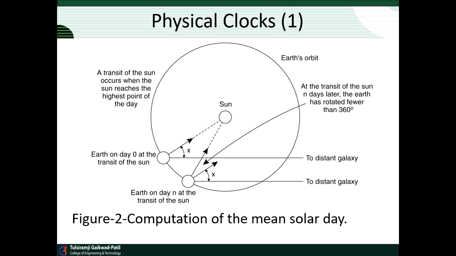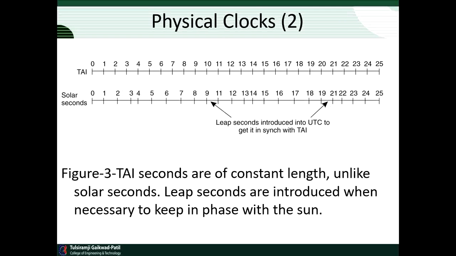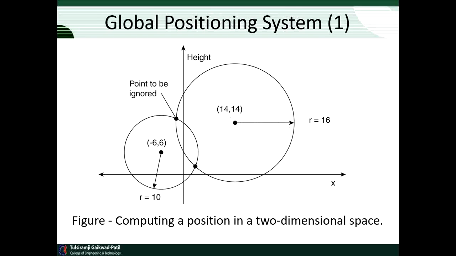So this revolution led astronomers to compute the length of the day by measuring a large number of days and taking the average before dividing by 86400. The resulting quantity was called the mean solar second. So this is the physical clock, and accordingly we have to calculate the clock. Then we will see the global positioning system in clock synchronization.